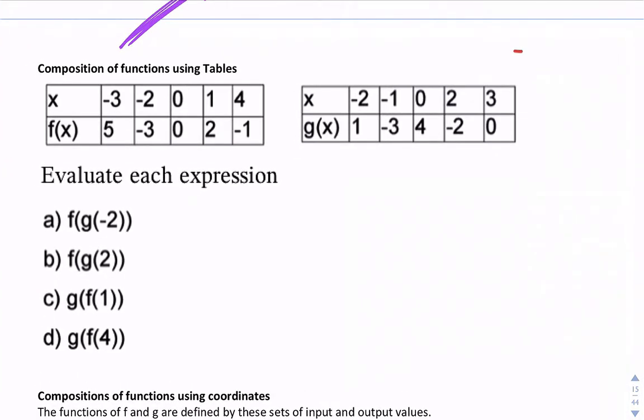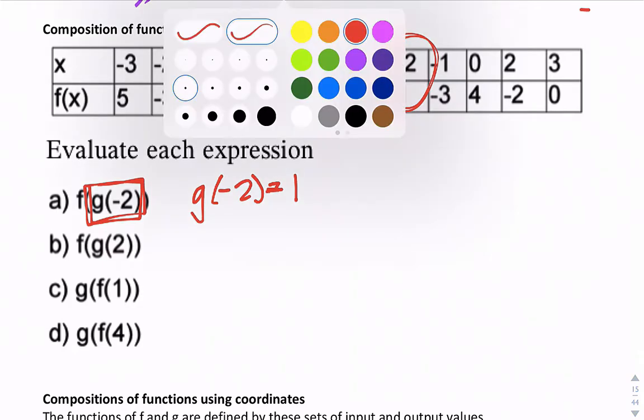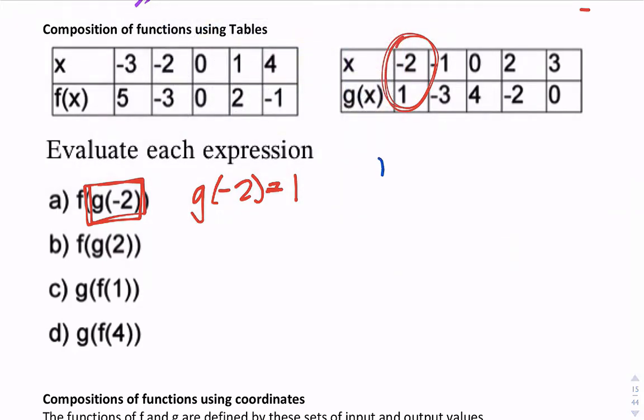Evaluate each expression. We start on the inside, like order of operations. So here we're going to start at g of negative 2. So this means when the input is negative 2, what's the output? So here when the input's negative 2, the output is 1. So we're going to say g of negative 2 is 1. So I'm going to plug that in. And now we're going to find f of g of negative 2, which is 1, so f of 1.